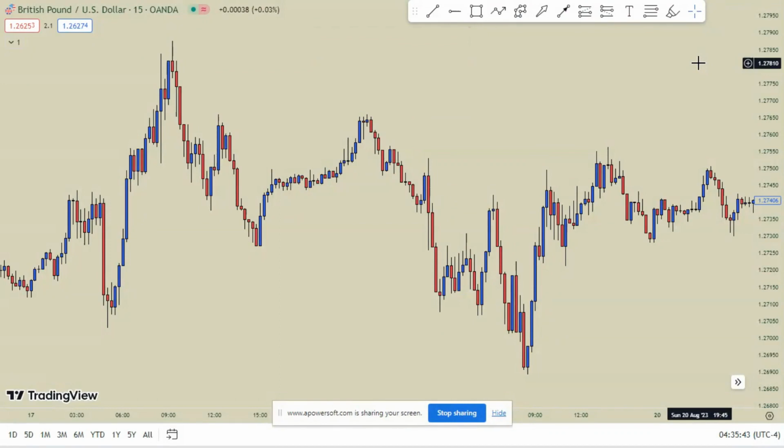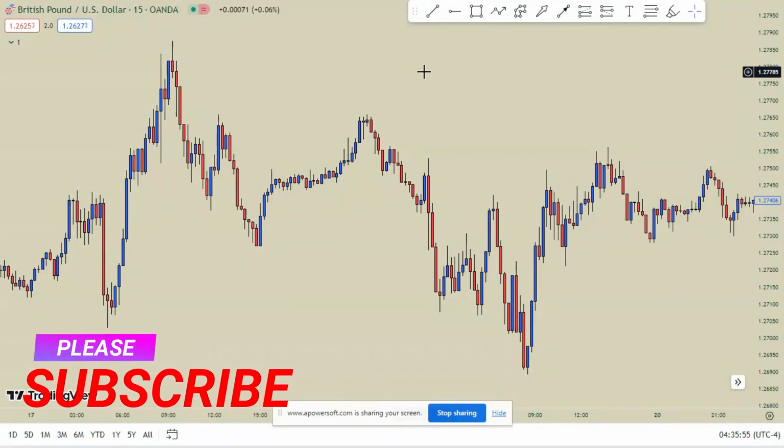Today we are going to be talking about 50 minutes order blocks. Basically, for these order blocks, we are going to be identifying them on a 50 minutes time frame. This is one of my best intraday time frames for trading. So stick around.